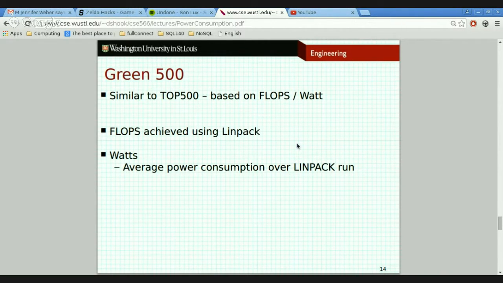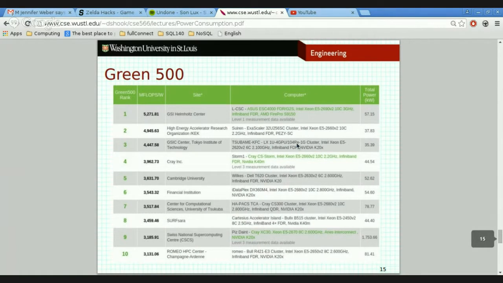So who do you expect to be on top of the Green 500? Who's going to be number one? Well, this is the most recent list from November of last year. They haven't released the list for July of this year yet, although they will soon. We'll be sure to talk about that when it happens. But you see this GSI Helmholtz Center computer is the number one computer in the world in terms of power efficiency, with 5.2 gigaflops per watt, right? So very, very, very efficient.